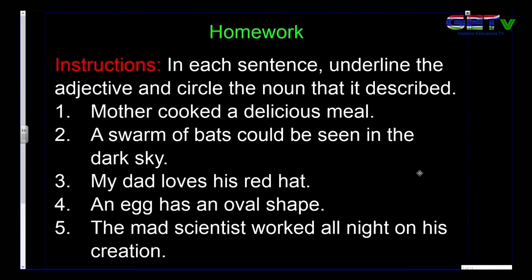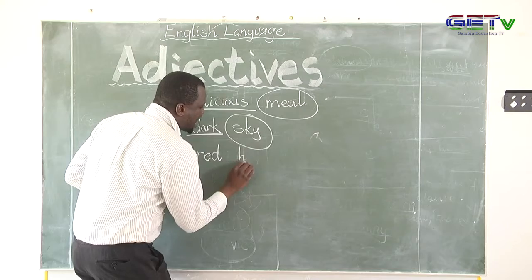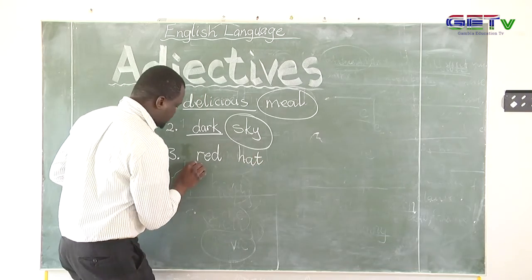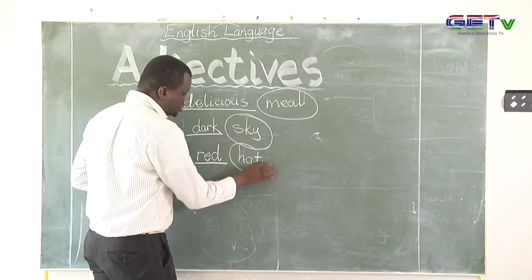Number three: My dad loves his red hat. Here the adjective, remember I said it tells us the color, and the color here is what? Red. That's the adjective. And the noun that it describes is hat. So we underline red and circle hat.